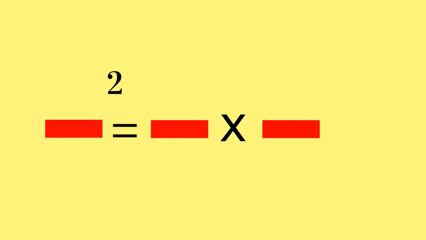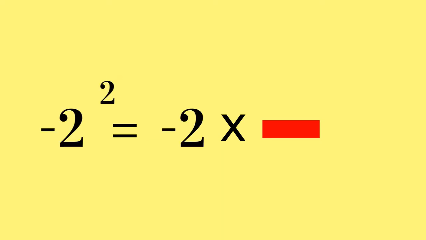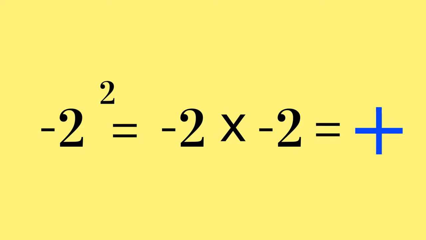When you square a negative number, the same principle applies. You multiply the number by itself. So negative 2 squared is negative 2 multiplied by negative 2. Remember that when you multiply two negative numbers together, you get a positive answer. So negative 2 multiplied by negative 2 will equal positive 4. The square number of a negative number will always be positive.